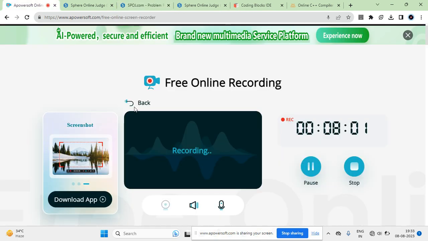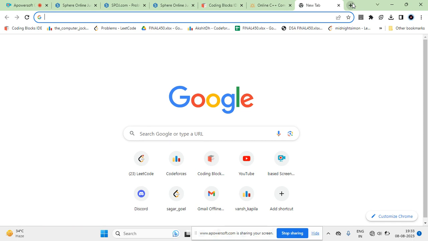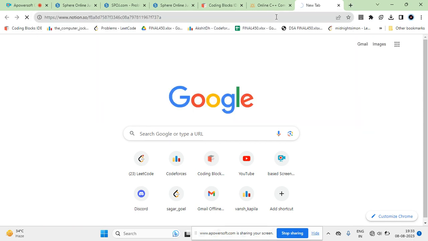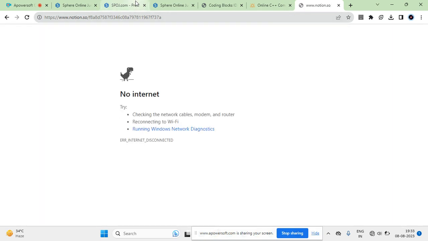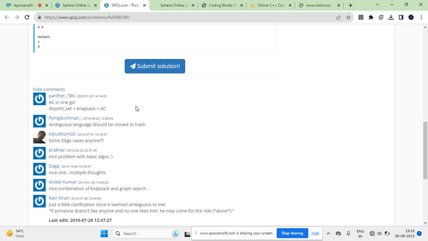Should we do this? Let's do this. But let's move to the next one and have it stored. But the logic is really fine, man. Just to check, you can check in the first two comments: disjoint set plus knapsack equal to AC. So yeah, that is fine.